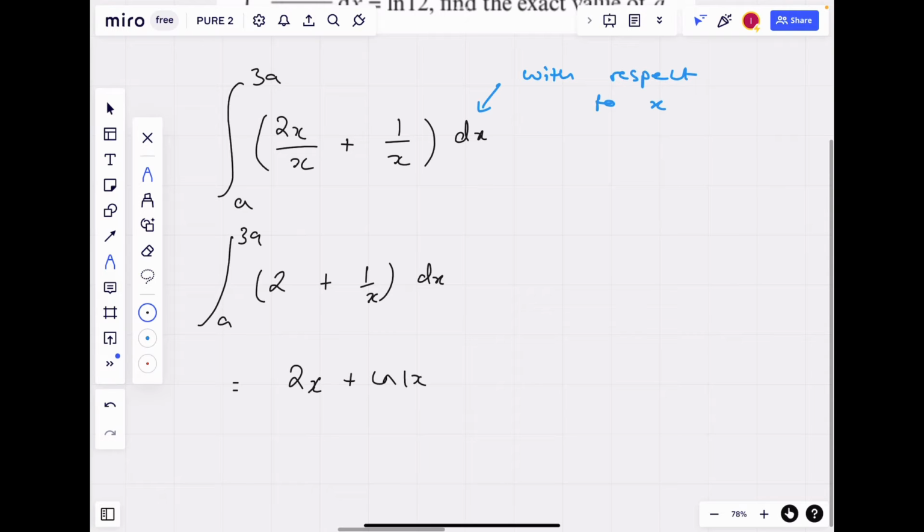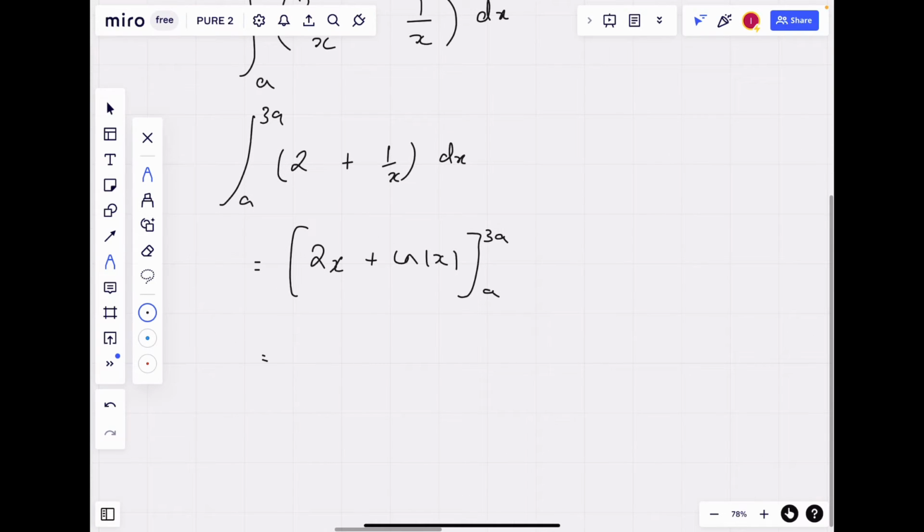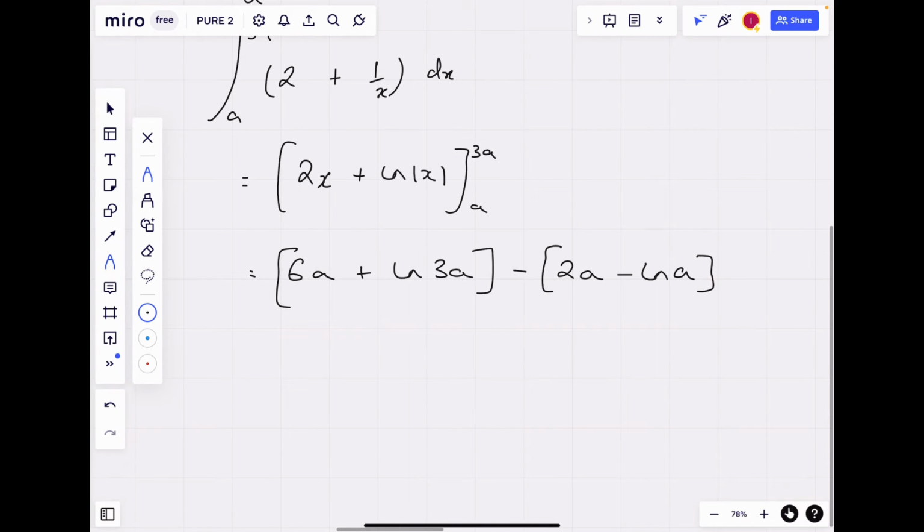Ln x. And now 3a and a. Now you just have to substitute in. So 2 times 3a is 6a plus ln 3a minus 2 times a, 2a minus ln a. Cool? So that means 4a equals 4a minus ln 3a over a, 4a minus ln 3.